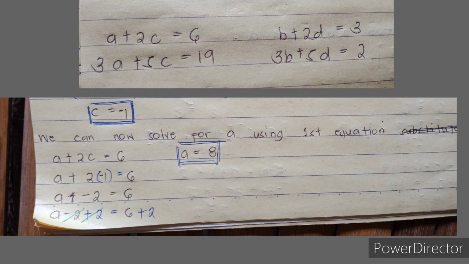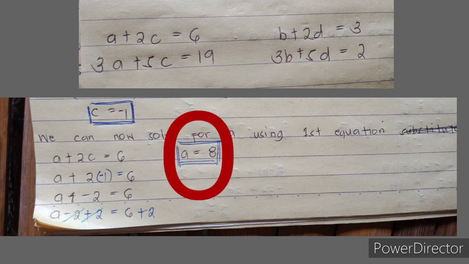Using the first equation, A plus 2C is equal to 6. Substitute the value of C. We get A plus 2 multiplied by negative 1 is equal to 6. Then we get A minus 2 is equal to 6. Add the additive inverse of negative 2. Then we get A minus 2 plus 2 is equal to 6 plus 2. Then A is equal to 8.